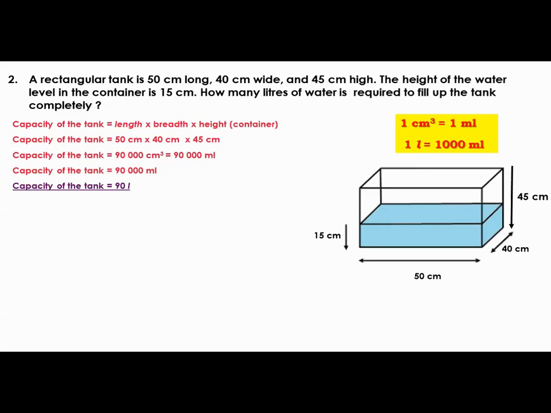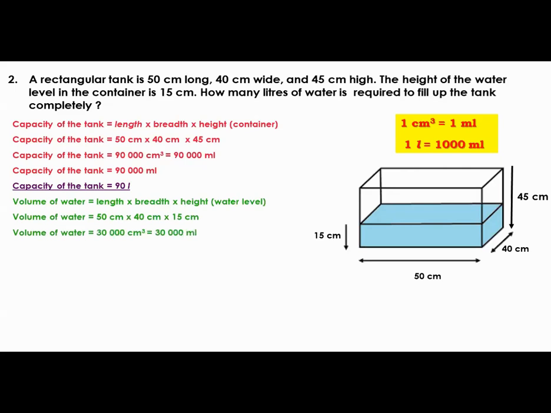Now for the volume of the water level in the container, we will multiply the length of the container with the breadth of the container, but this time we will multiply the height of the water level inside the tank. So 50 times 40 is 2000 and 2000 multiplied by 15 gives us 30,000. So volume of water is equal to 30,000 cubic centimeters, which is equal to 30,000 milliliters.